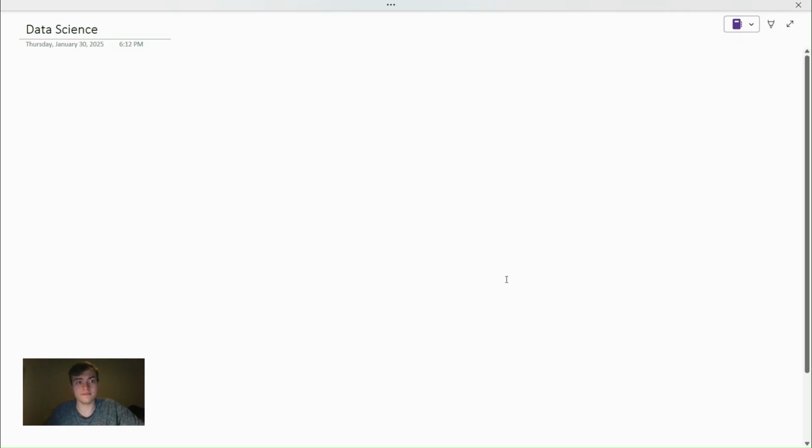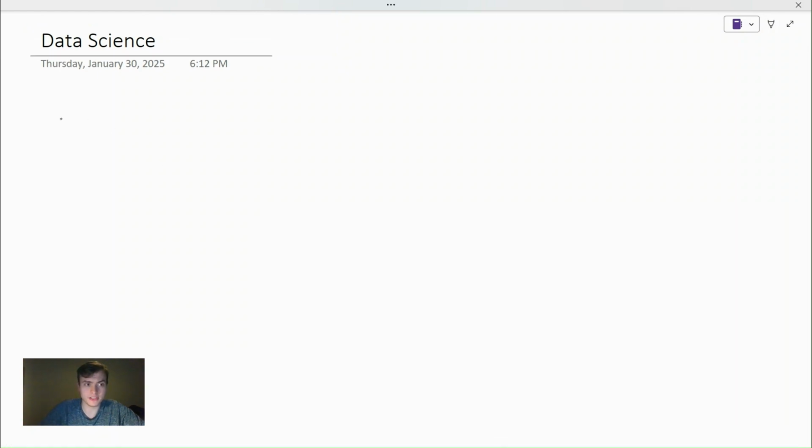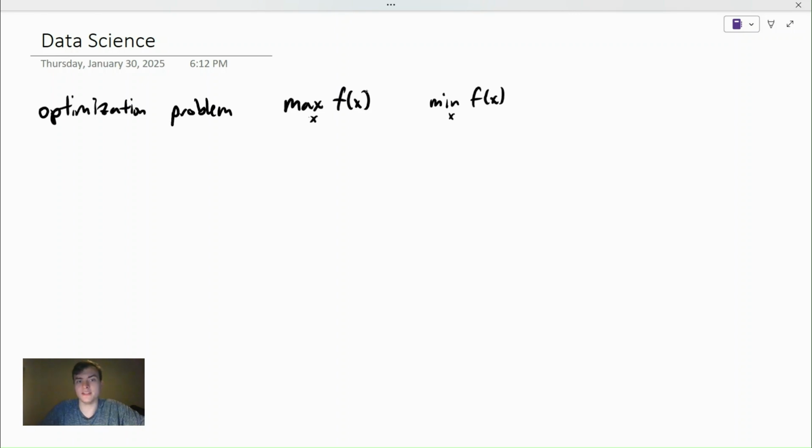So, introducing what data science is, I would start with what is an optimization problem, and that is maximizing or minimizing a function, right? So we could do max f of x over x or min f of x over x. Here x is the variable that is changing, and f of x is the objective function, or rather transformation, that doesn't have to be a function of the variable being maximized or minimized.